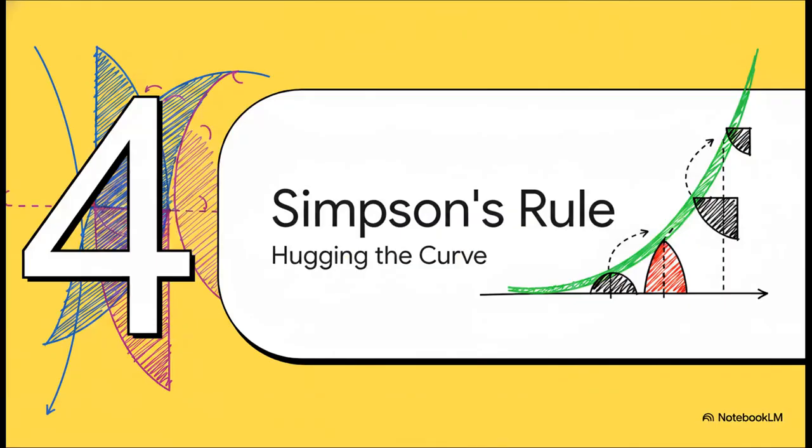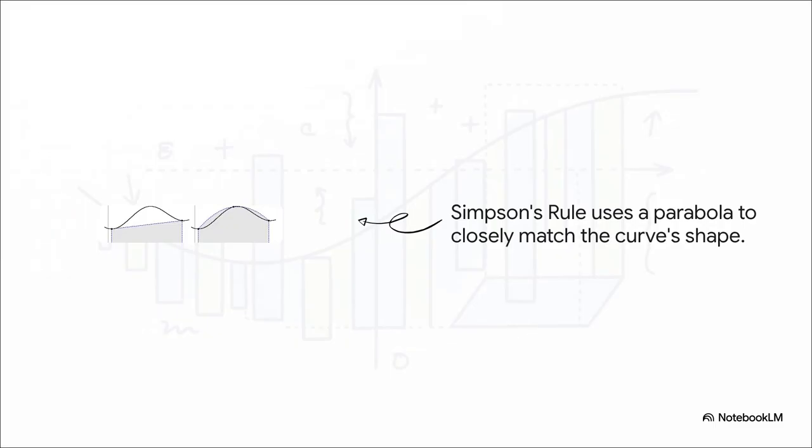And this is where things get really clever. I mean, think about it. If we're trying to approximate a curve, why are we using shapes with straight edges? Let's bring in a method that uses a curve to approximate a curve. This is Simpson's rule. Whoa, now look at how much better that fits. Simpson's rule uses the start point, the end point, and the midpoint. Then it fits a parabola, a simple U-shaped curve, perfectly through all three of those points.